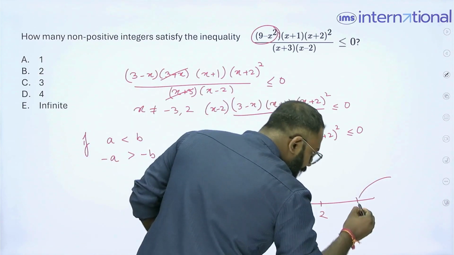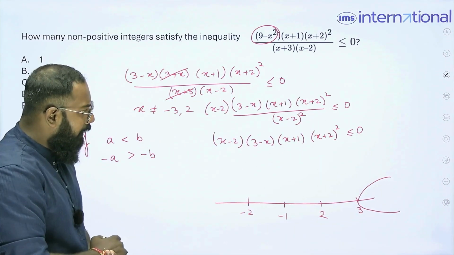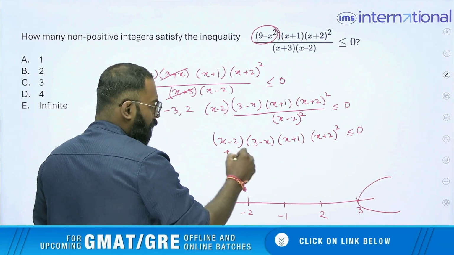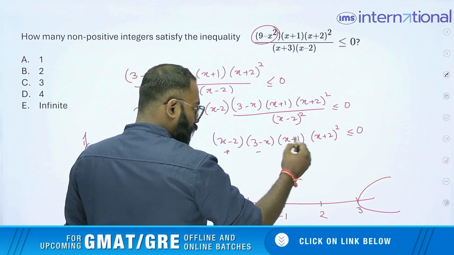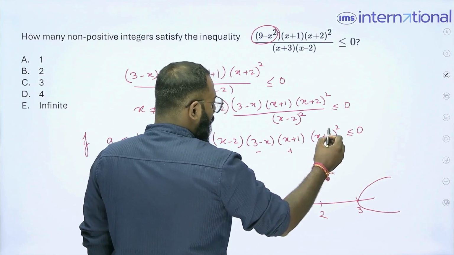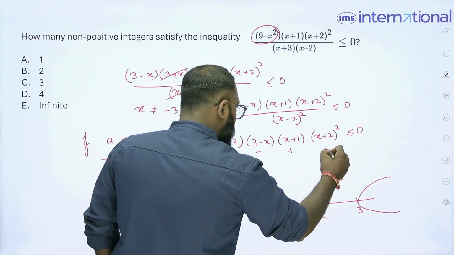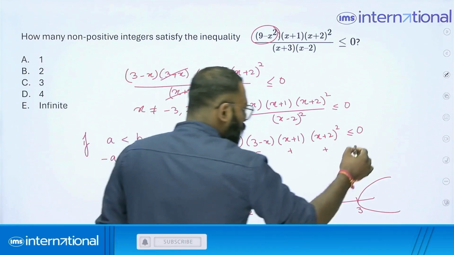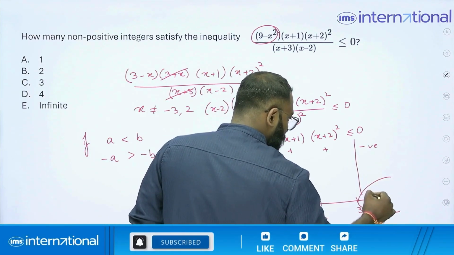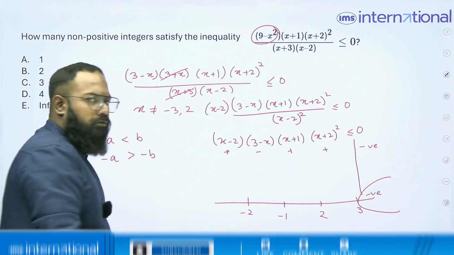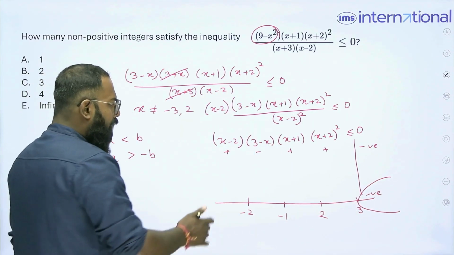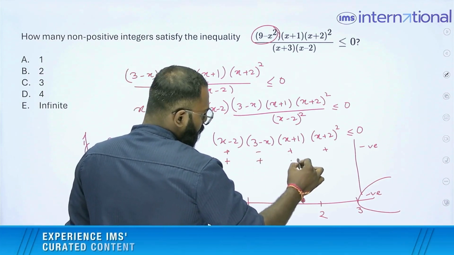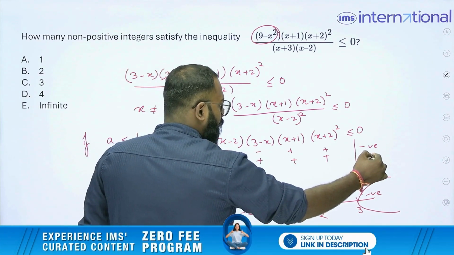For x greater than 3, let's suppose x is equal to 4. 4 minus 2 is positive, 3 minus 4 is negative, 4 plus 1 is positive, and 4 plus 2 is again positive. So positive times negative times positive times positive, the resultant is going to be a negative value. Then 2 to 3, let x is equal to 2.5. 2.5 minus 2 is positive, and all the others are positive, and hence the resultant is positive.